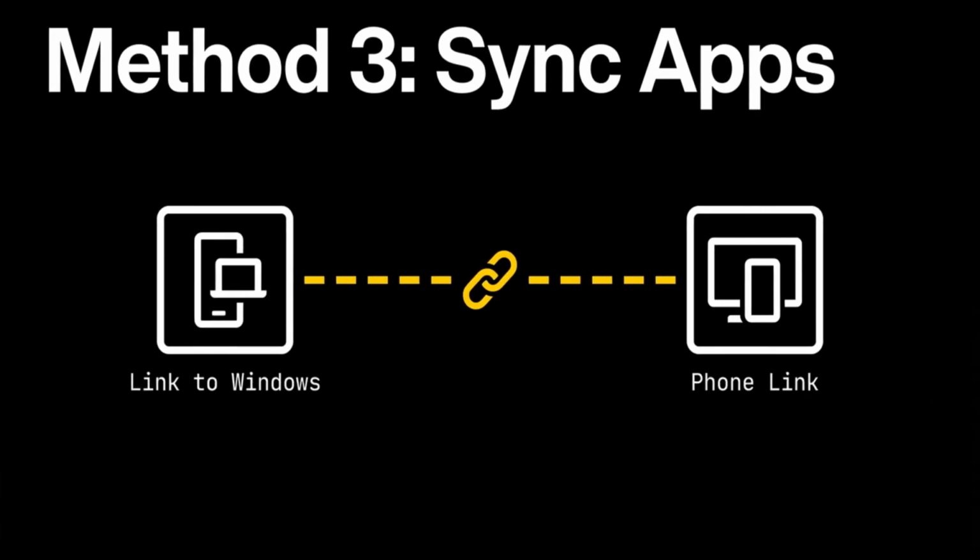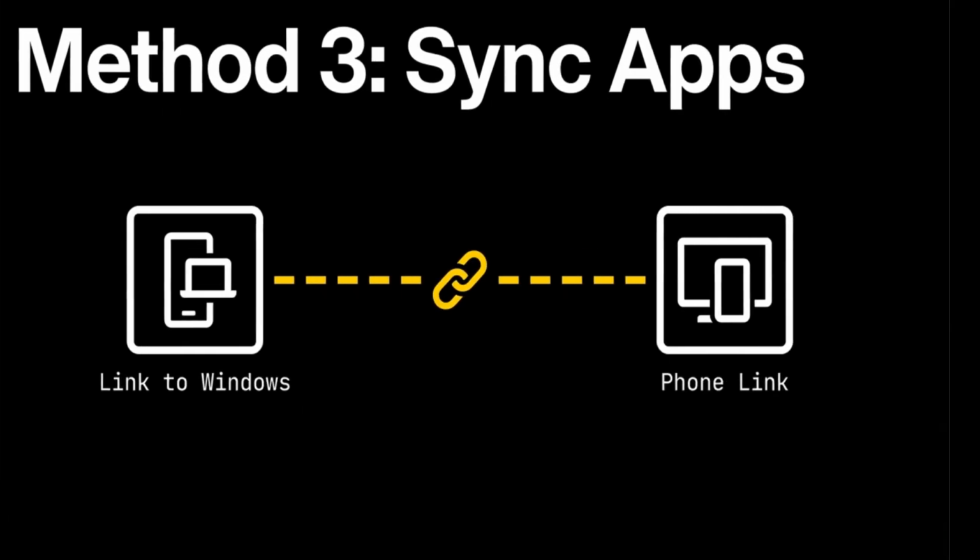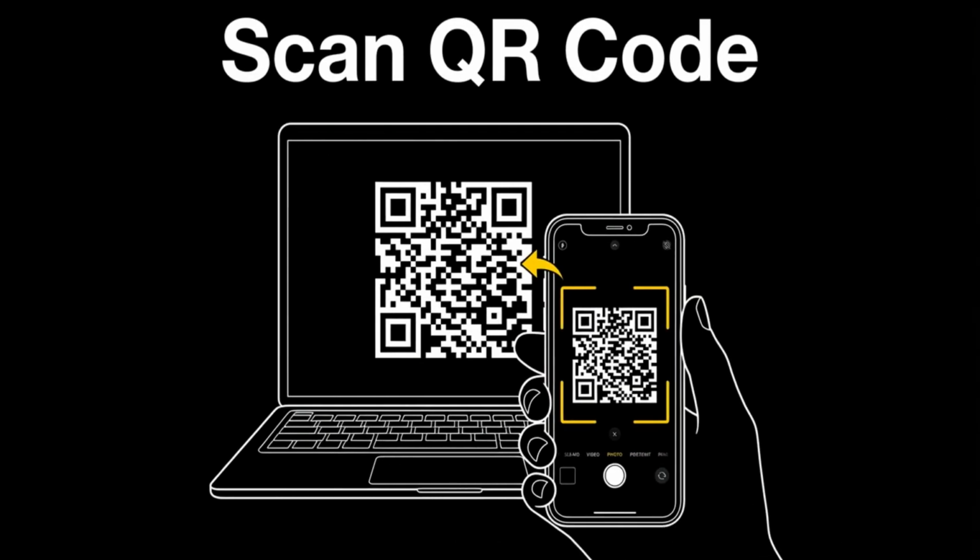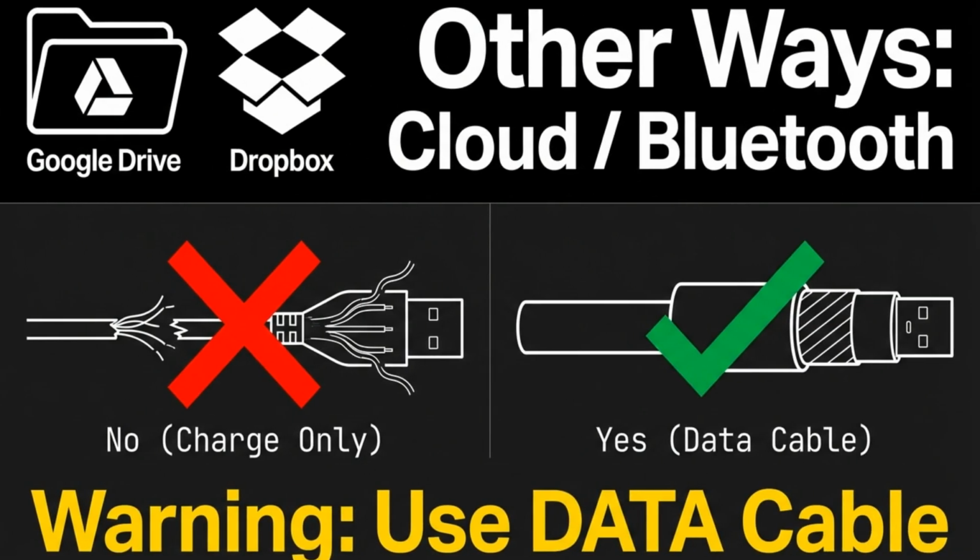Method 3 involves using sync apps like Link to Windows on your phone and Phone Link on your computer. To link the devices, scan the QR code displayed on your laptop screen using the Link to Windows app on your phone. Other options include cloud services like Google Drive or Dropbox.